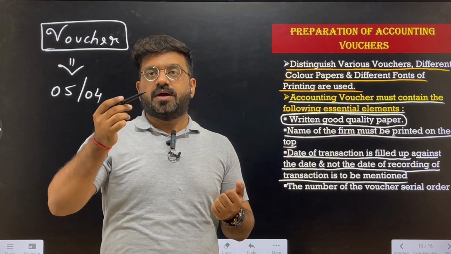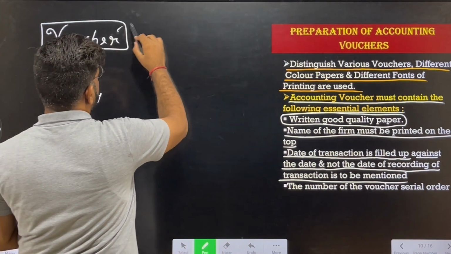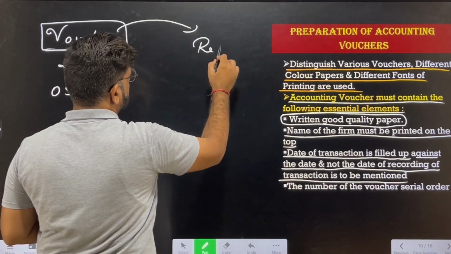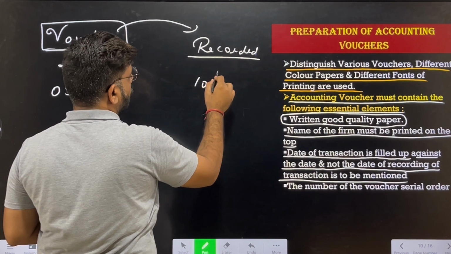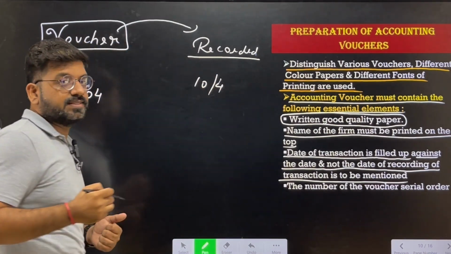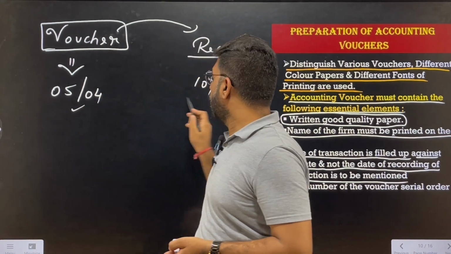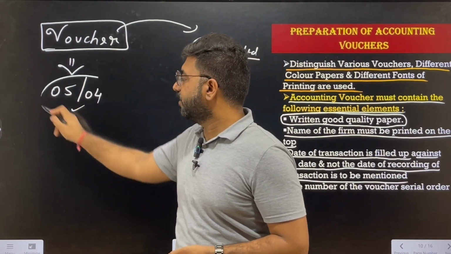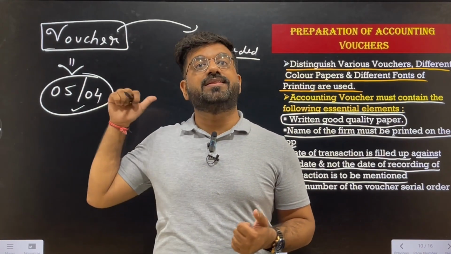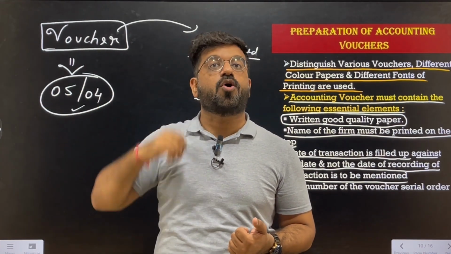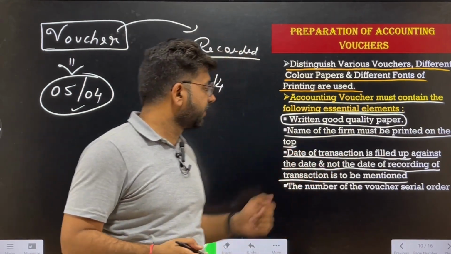From this voucher, the accounting transactions are to be recorded. Suppose the transaction got recorded in the form of journal entries on 10th of April. A question arises, which date should the voucher have? 5th April or 10th April? Obviously, it should have 5th April, the day the voucher got prepared, and not the date when the transaction was recorded in the books of accounts. This should be kept in mind. This has been written here.